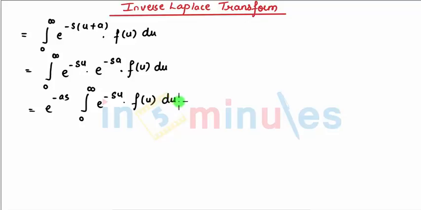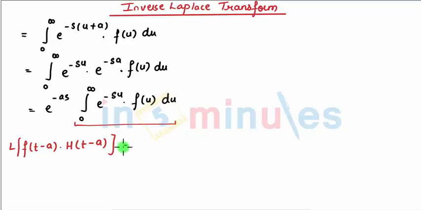Students, understand that the function which we have got here, that is nothing but our original Laplace transform definition. So I can write Laplace of f of t minus a into h of t minus a, that comes to be e raised to minus as into the whole function is phi of s. So this proof we got for Heaviside function.